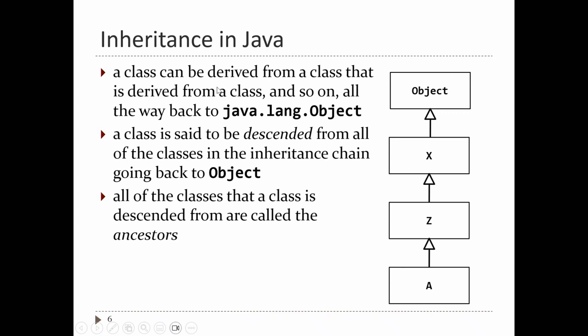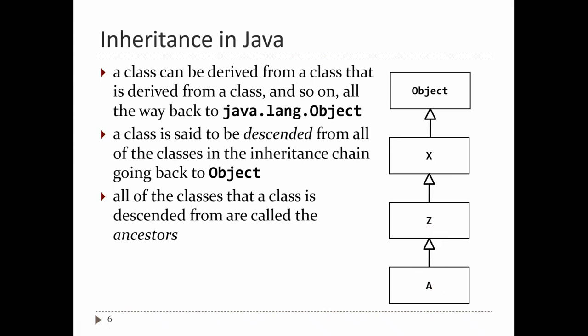Okay, so a class can be derived from a class that's derived from another class that's derived from another class, and so on. And so here we have Object. X is derived from Object, or X is the subclass of Object. Z is derived from X, or Z is the subclass of X. And then A is derived from Z, so A is a subclass of Z.